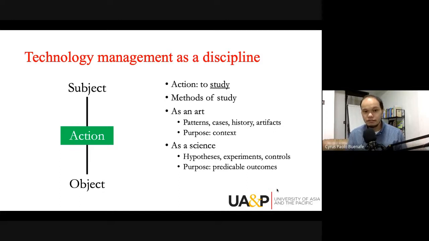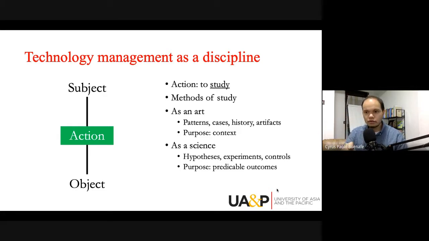Okay? But we know that just like in everything else, there's variation, there's that element of luck, as we sometimes say. But nevertheless, with the discipline and the methods used, we want to be able to come up with predictable outcomes. So technology management as a discipline, when we look at it as an art and as a science, we want to know the context of what's managed or who manages it. We look at the context. But we also want to come up with predictable outcomes.